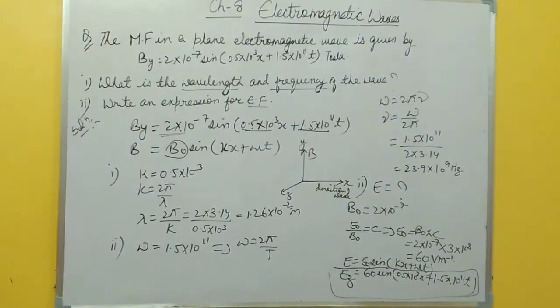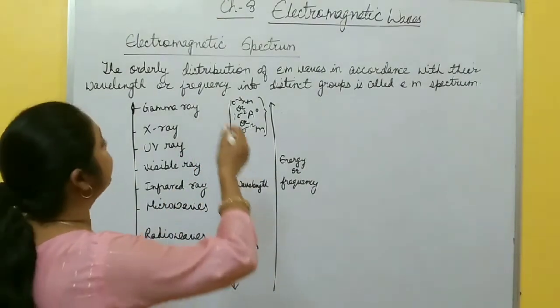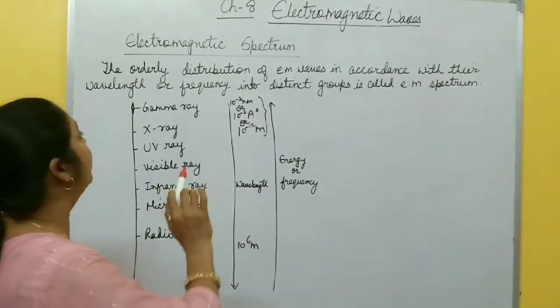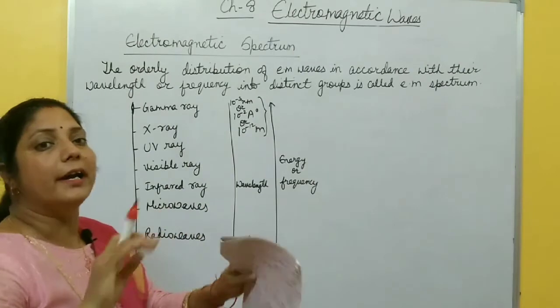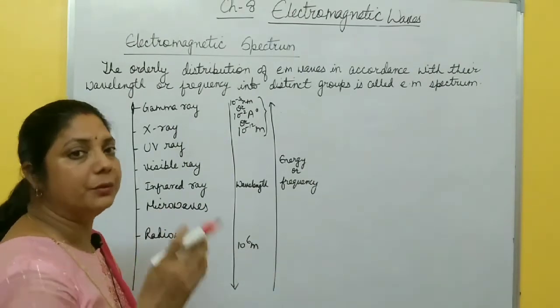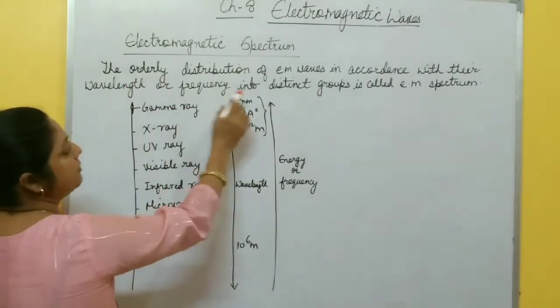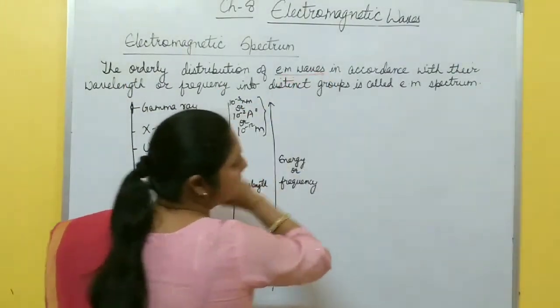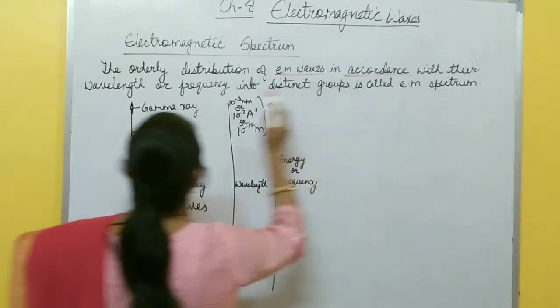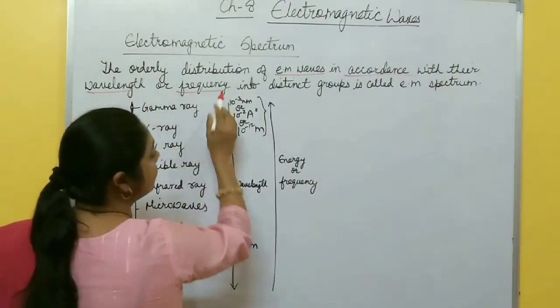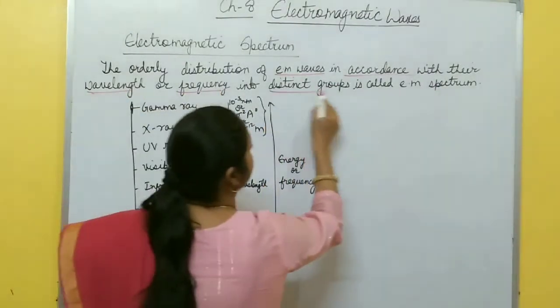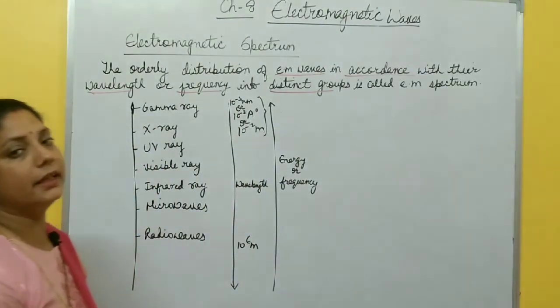Hope you understood. Please take a screenshot of this one. Then we'll move to the last topic, that is electromagnetic spectrum. Now, last topic of this chapter is electromagnetic spectrum. You know that there is a wide range of electromagnetic waves on the basis of their wavelength and frequency. So, the orderly distribution of electromagnetic waves in accordance with their wavelength and frequency into distinct groups, this is called electromagnetic spectrum.